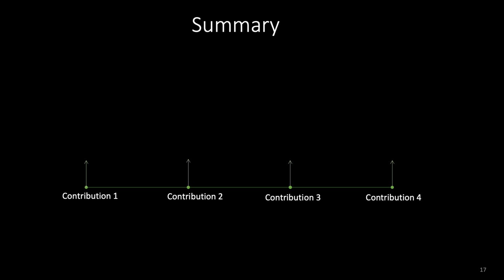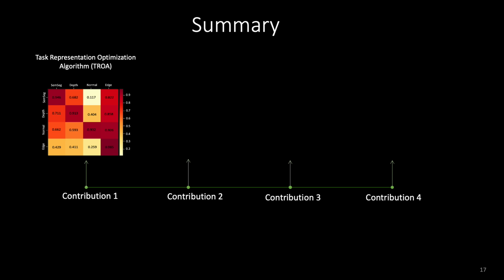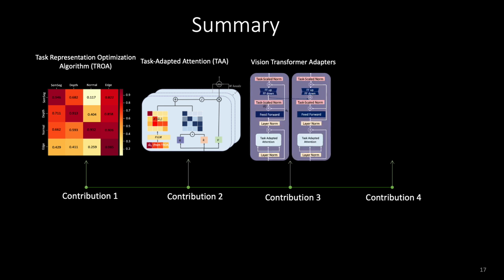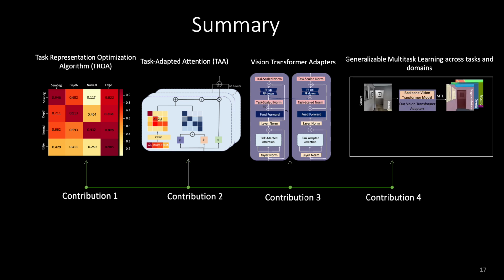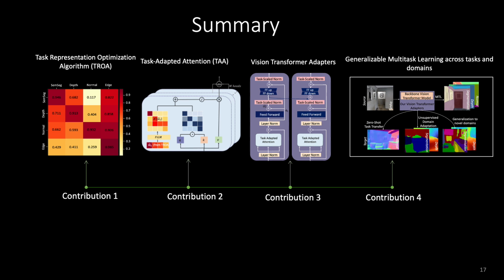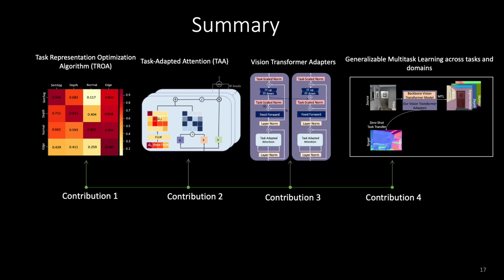In summary, our work consists of the following 4 contributions. We find the task affinities across a set of tasks, which are seen to be transferable to other tasks and generalizable to novel domains. We then combine these generalizable task affinities and their representations with image-based attention to get the task-adapted attention, which attends to the image features specific to the tasks. We bring all these together in a parameter-efficient vision transformer adapter framework. We ultimately use our adapters across 4 settings, namely multitask learning, zero-shot task transfer, unsupervised domain adaptation, and domain generalization.